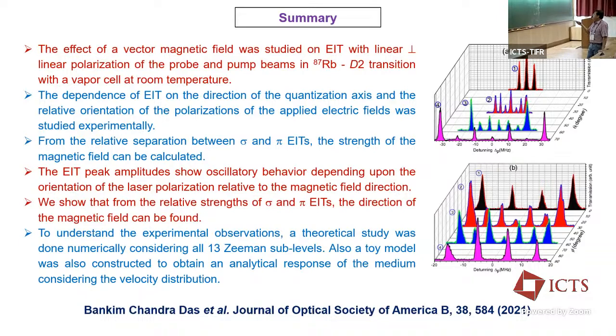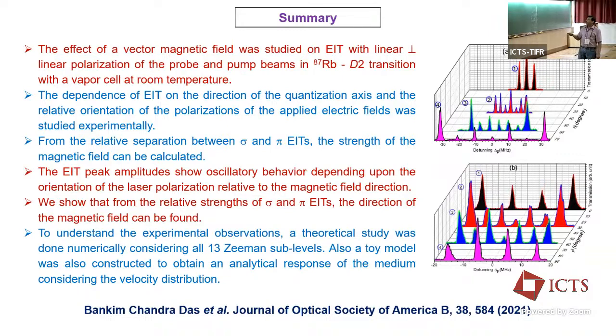Now here you see that there are pi peaks over here for phi equal to 0 and 90, and then you have the sigma peaks growing over. So the EIT peak amplitudes show this oscillatory behavior, depending upon the orientation of laser polarization relative to the magnetic field direction. So this shows that with this relative strength of sigma and pi EIT, the direction of the magnetic field can be found. We haven't done it yet, but yes, this is a possibility.